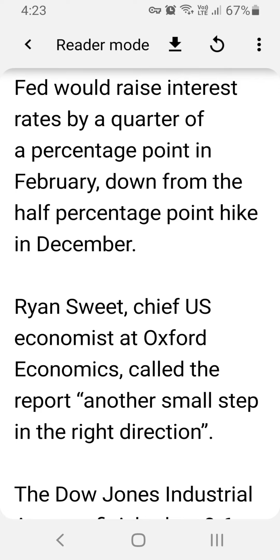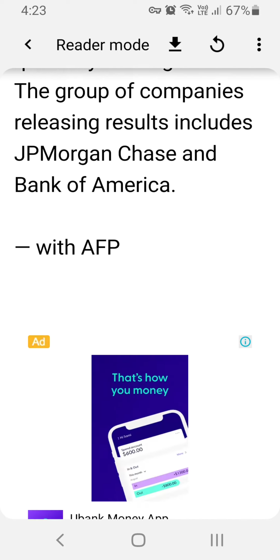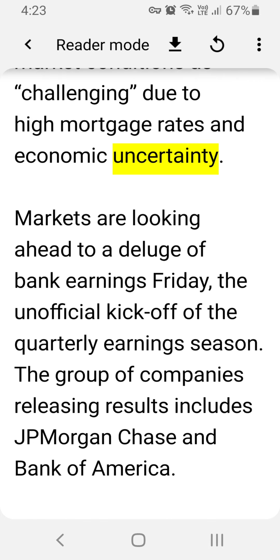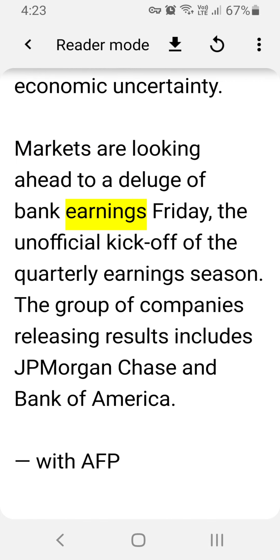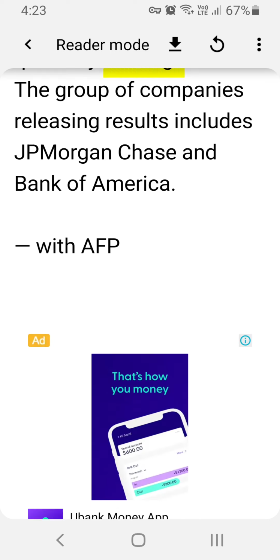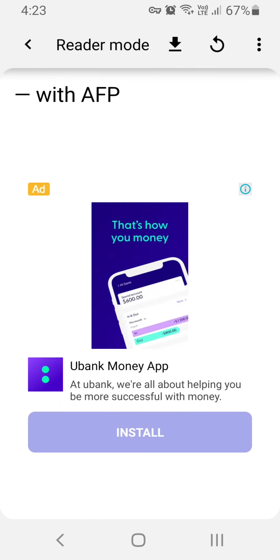The home builder described current market conditions as challenging due to high mortgage rates and economic uncertainty. Markets are looking ahead to a deluge of bank earnings Friday, the unofficial kickoff of the quarterly earnings season. The group of companies releasing results includes JPMorgan Chase and Bank of America. With AFP.